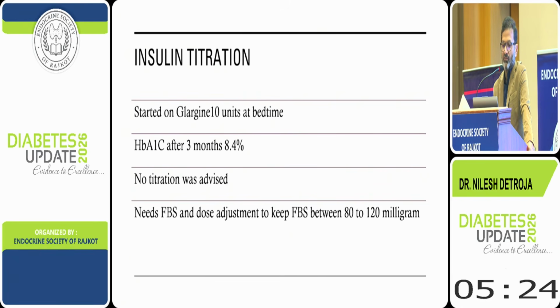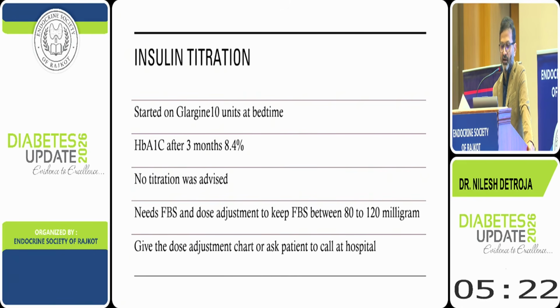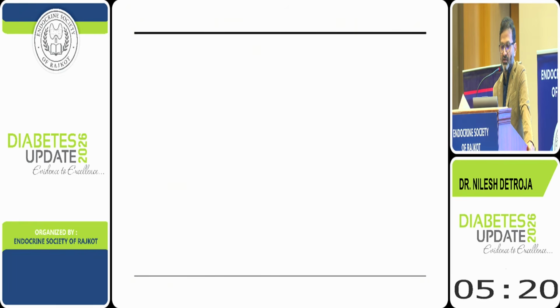So finally we advised this, and the patient was asked to come for follow-up, and this is the result after 3 months: 8.4 to 7.8. So is it okay now, or no? We need around 7, at least below 7.5 considering the patient's profile. So now what can we do?